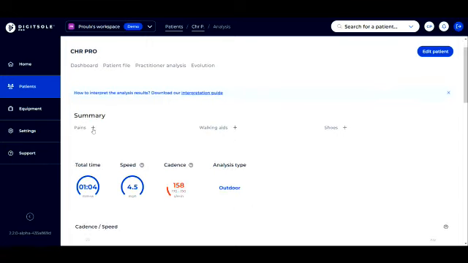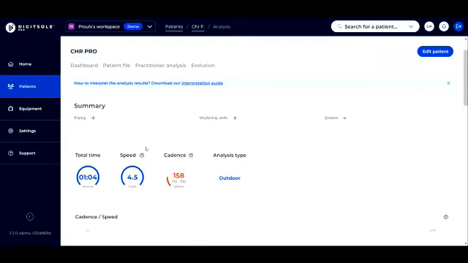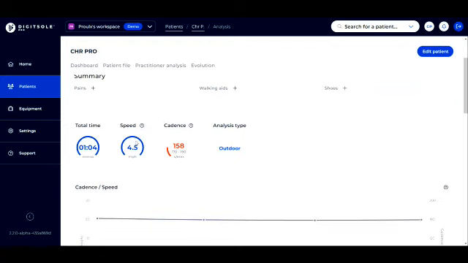Here's your summary, so you can add this information in now, or you can do it when you're taking the analysis. Total time that someone is running, the speed at which they're running, and the cadence. So you notice that's in red. And the reason it's in red, so this is one of those that actually gives us a metric, is it allows us to evaluate their cadence based on the height of the patient and how fast they're actually going.